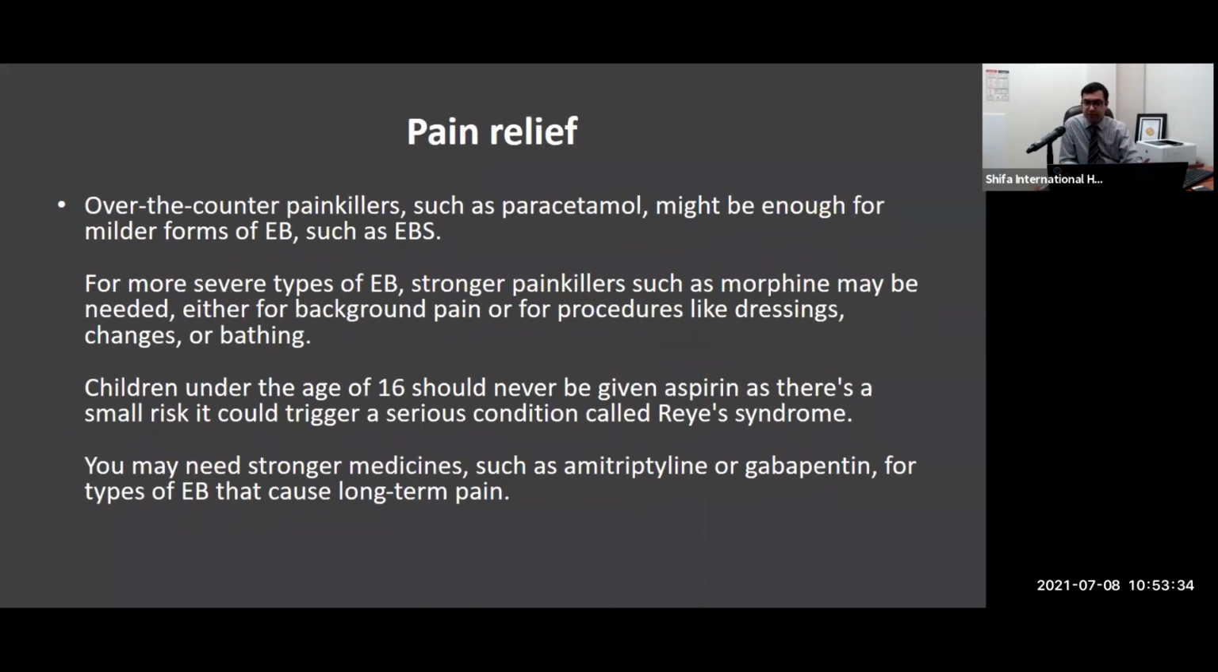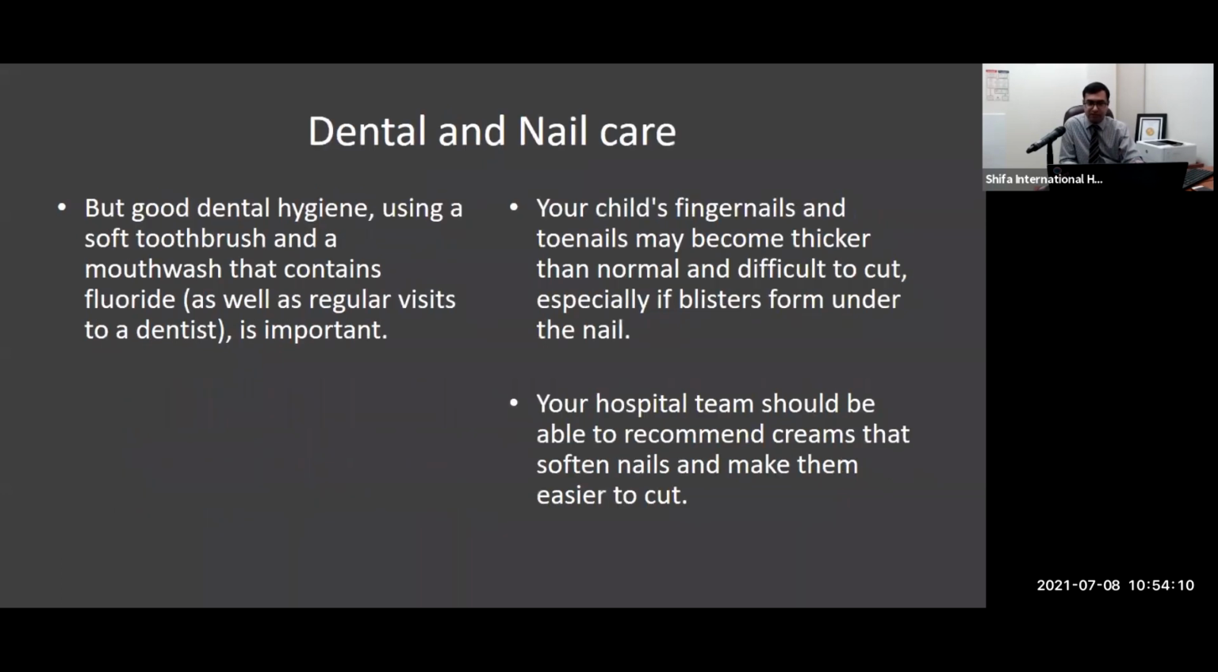Pain, so we talked about pain. Painkiller, paracetamol regularly regardless, but strong painkillers like opioid painkillers might be needed, especially around dressing change because it's painful, and around bathing as well. Do consider the age of the child. Please don't suggest aspirin because of the Reye's syndrome association. And if you have to, go for stronger medications like amitriptyline or gabapentin. If any issues, please discuss with any other doctors who have experience in looking after these kids.